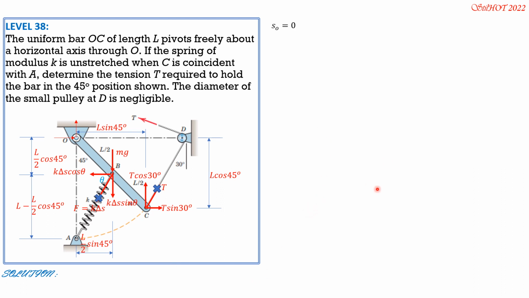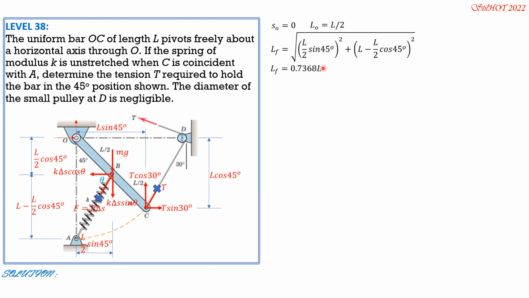So take note that S sub O is 0 because it is mentioned that when C is coincident with A, the spring is unstretched. So the original length of the spring, the unstretched length of the spring, is when B is here, because B is the center, it is L over 2. Then for the final length, you look at this figure, it is square root of quantity L over 2 sine 45 degrees squared plus quantity L minus L over 2 cosine 45 degrees quantity squared. So using the calculator, the final length of spring is 0.7368 L.